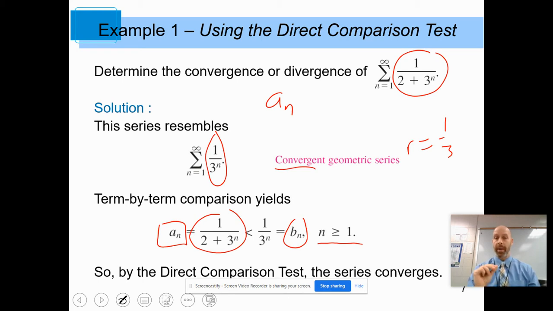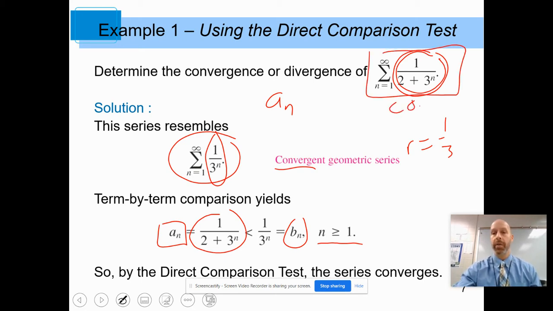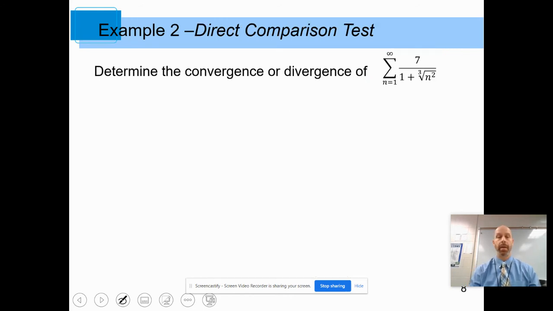We know, and let me be more clear how I say that, we know that this series converges, and every term of this series is less than our geometric series 1 over 3 to the n. Therefore, the series 1 over 2 plus 3 to the n converges as well by the direct comparison test.